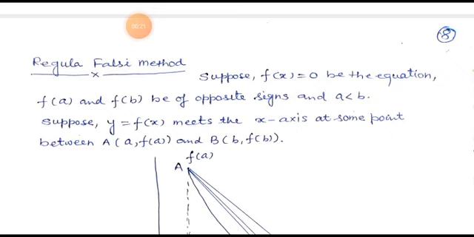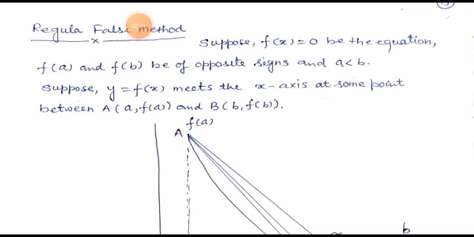Course is numerical computation, and the session of today is the regula falsi method, or method of false position. This is another method for finding the solution of an equation, or finding the root of an equation.